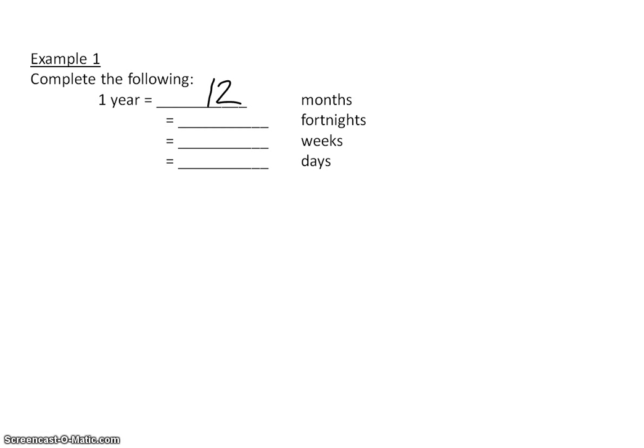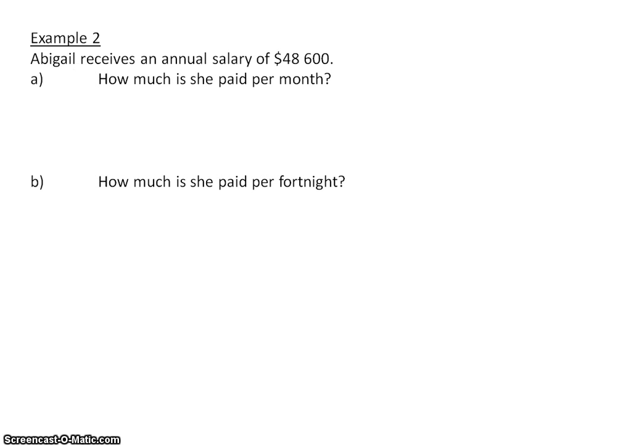We know that there are 365 days in a year. There are 52 weeks in a year. And a fortnight is 2 weeks, so there are 26 fortnights every year. What we're doing today is we're looking at how we can solve questions such as these ones.